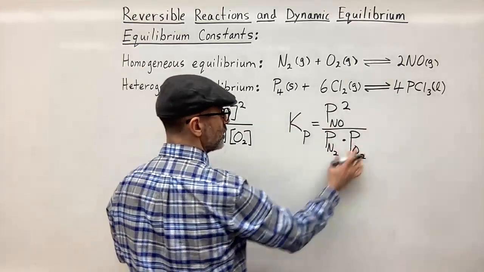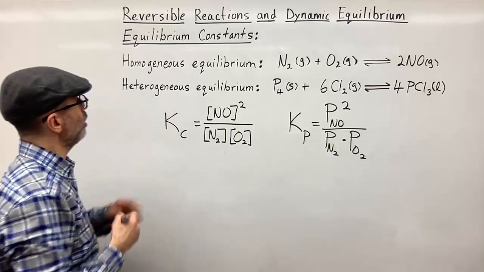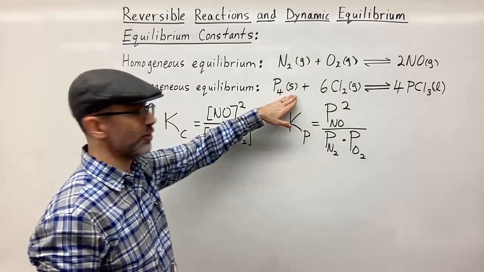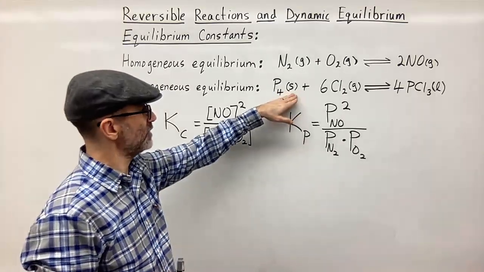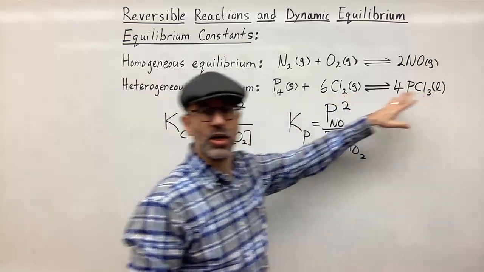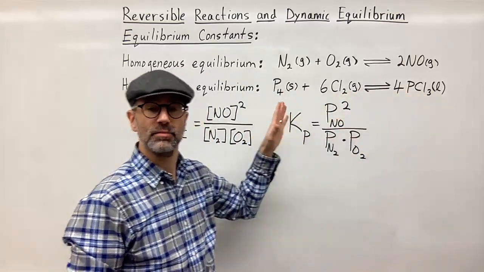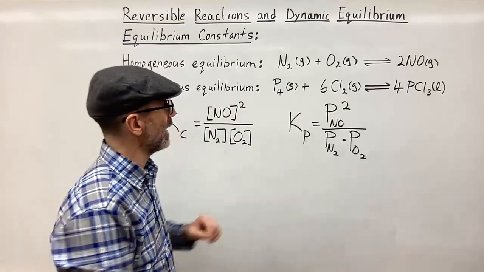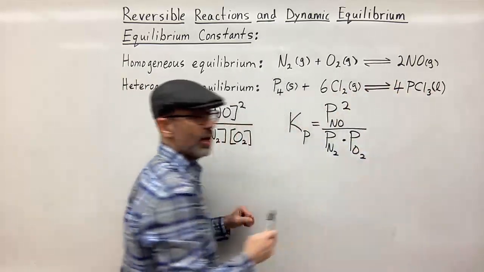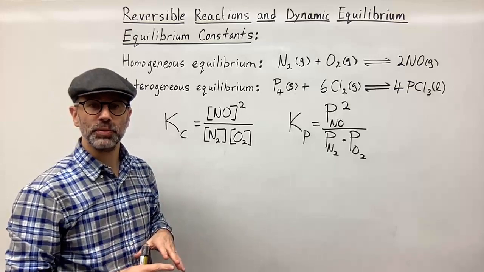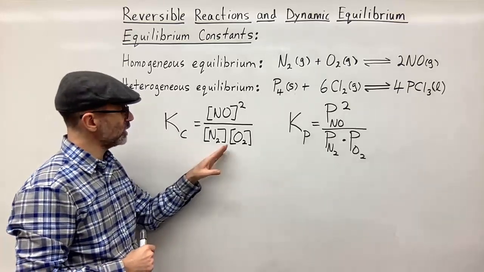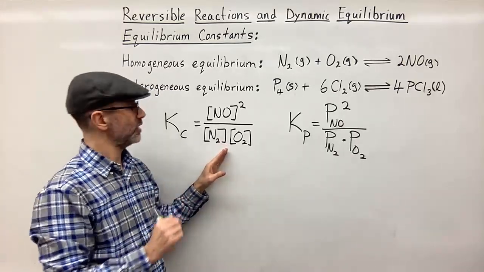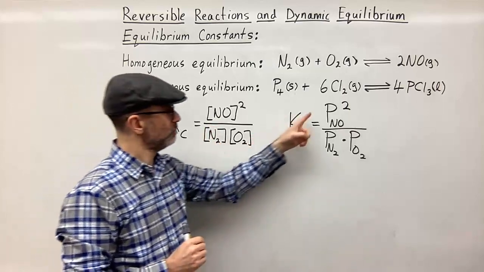And so you got similar expressions between those two. Now, for the heterogeneous equilibrium, notice that they're all in different states, right? So here I have solid, here's gas, here's liquid. So if they're not all gas, or if they're not all the same state, then this is called heterogeneous equilibrium. And if you have a solid or a liquid, you don't include those in your expression, because again, your equilibrium expression is only dependent upon those reactants or products that change their concentration.